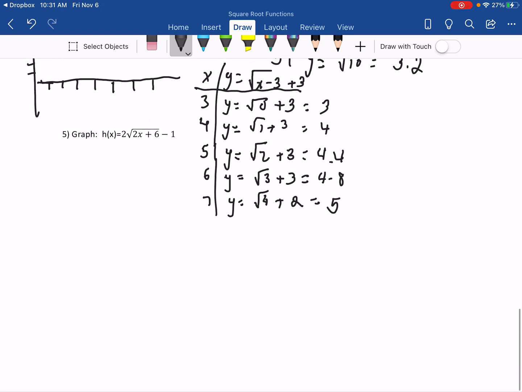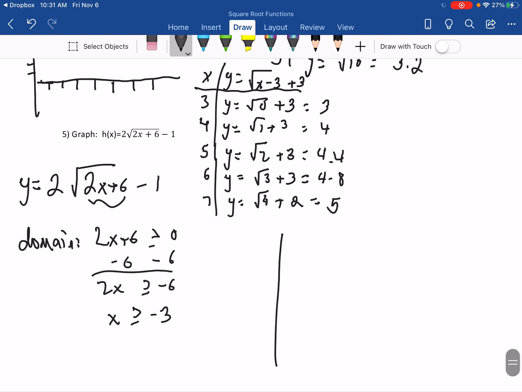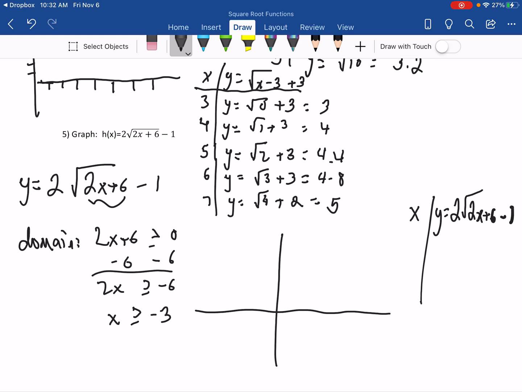Okay, last one, number 5. y equals 2 times the square root of 2x plus 6, minus 1. Okay, we need to be careful in evaluating this. So again, the domain, we're going to take the inside. So that means x is greater than or equal to negative 3. So the graph will start at negative 3. Okay, make a table. All right, so at negative 3, y is going to be 2 times the square root of negative 6 plus 6, which is 0, minus 1, which is 2 times 0, 0, minus 1, which is negative 1. Okay, so we have negative 3, and then negative 1.